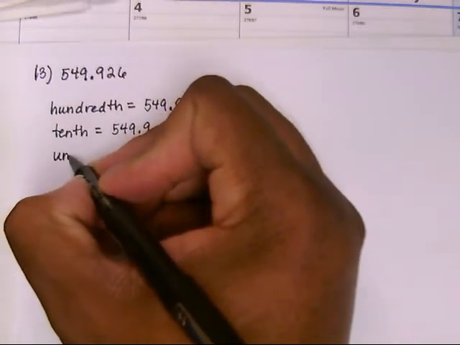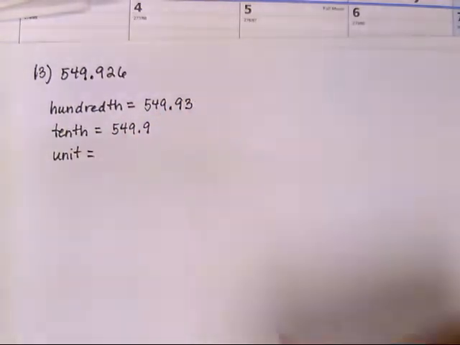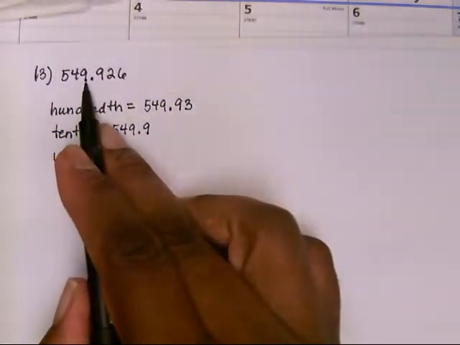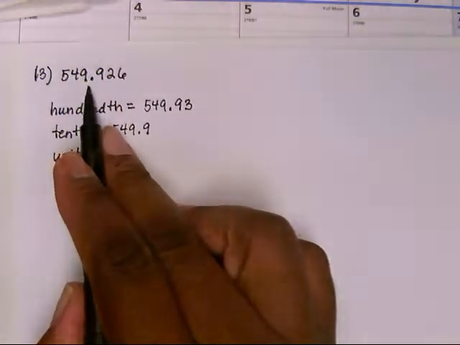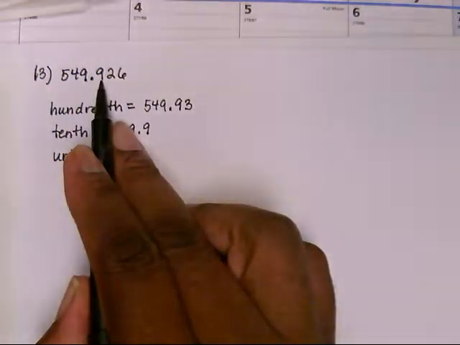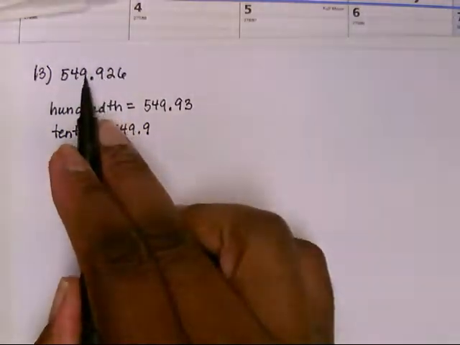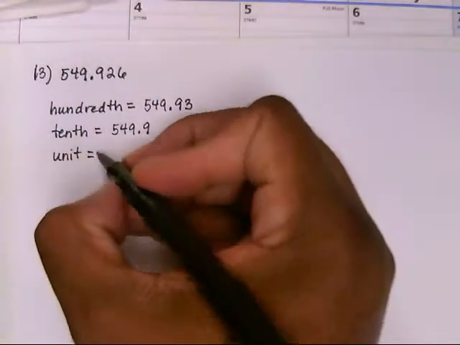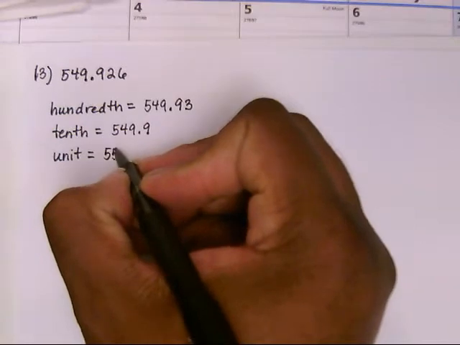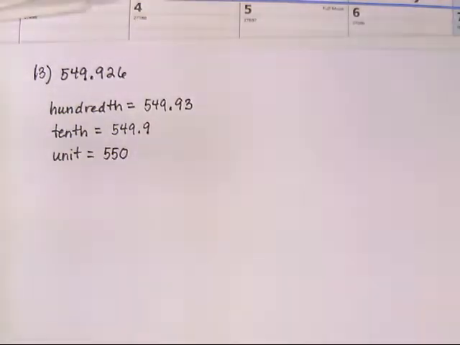Next is the nearest unit, which is another way of saying the nearest whole number. That's going to be the number in front of the decimal point. That's this 9 right here. To the right of it is another 9. That's bigger than 5, so we increase the 9 to a 10. But after 549 comes 550. So to the nearest unit, it will be 550.